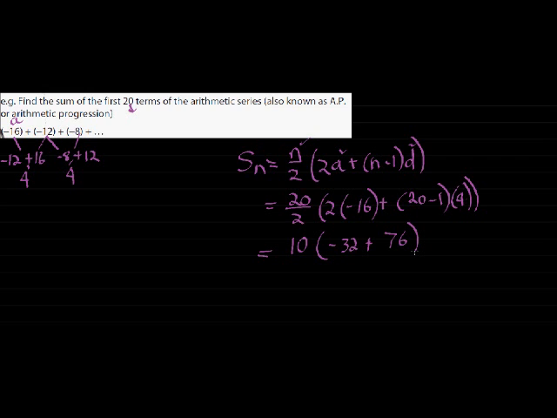I suppose I can just do that in my head. So 10 times 76 minus 32 gives me 44. Times 10 is 440. That is the sum of the first 20 terms.